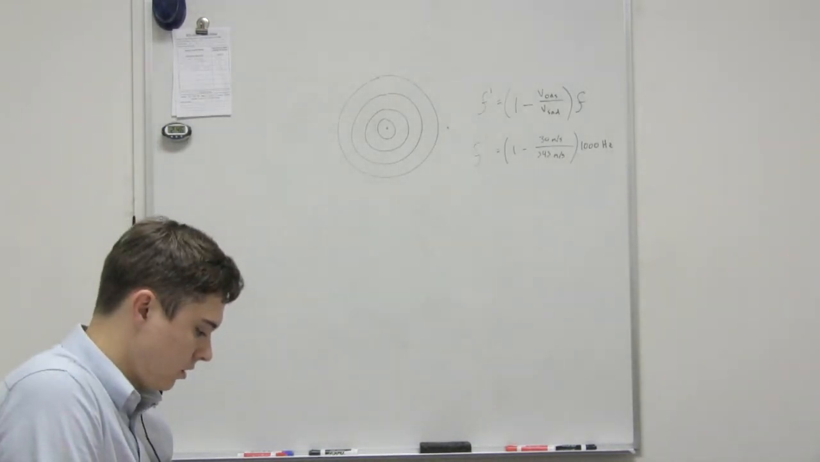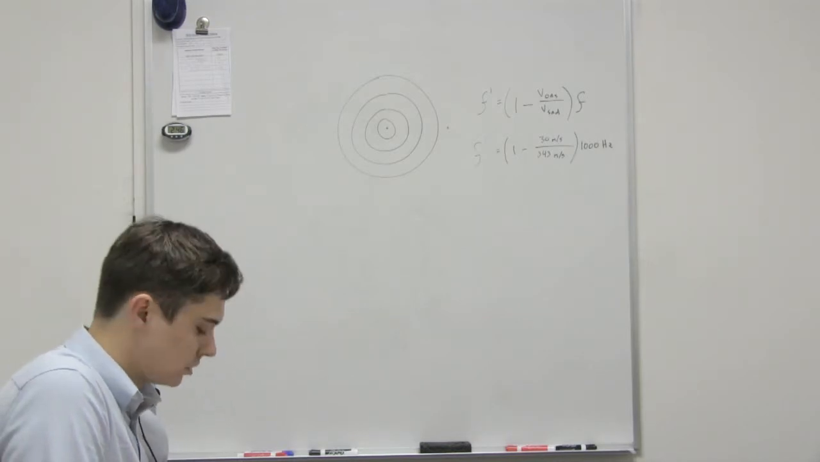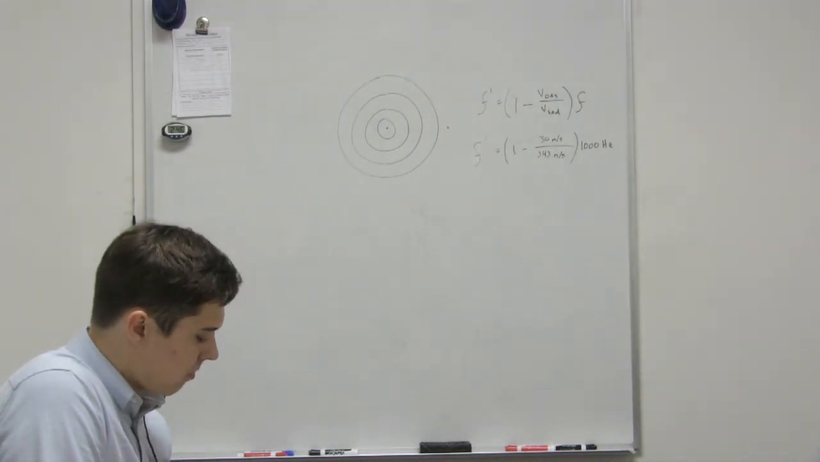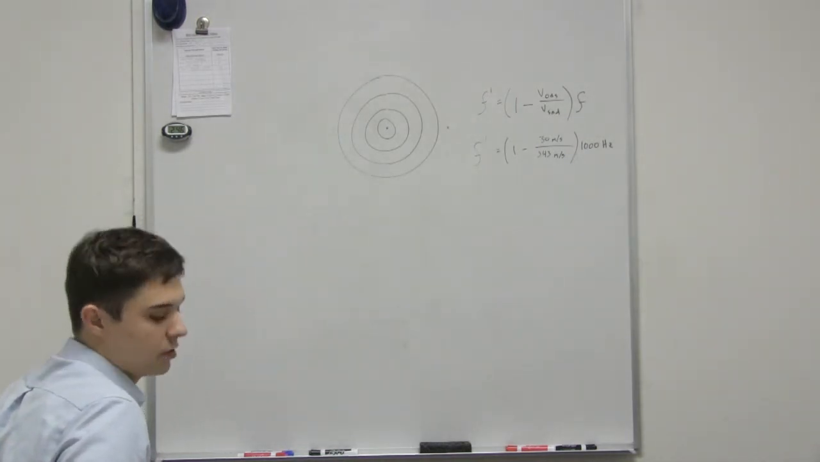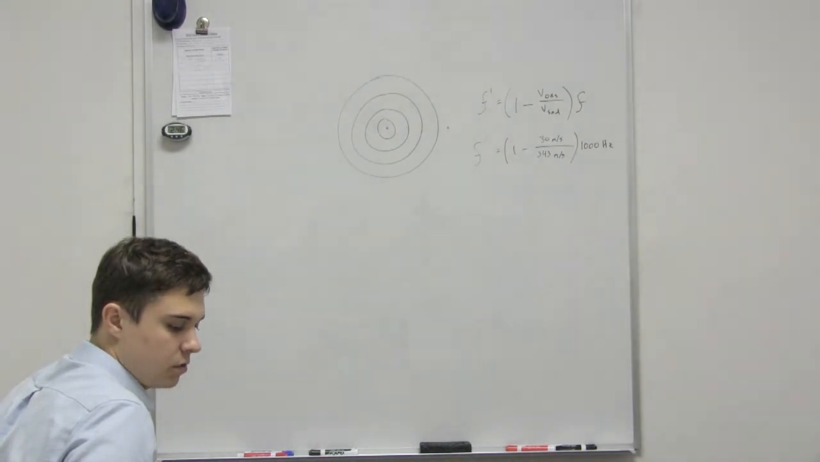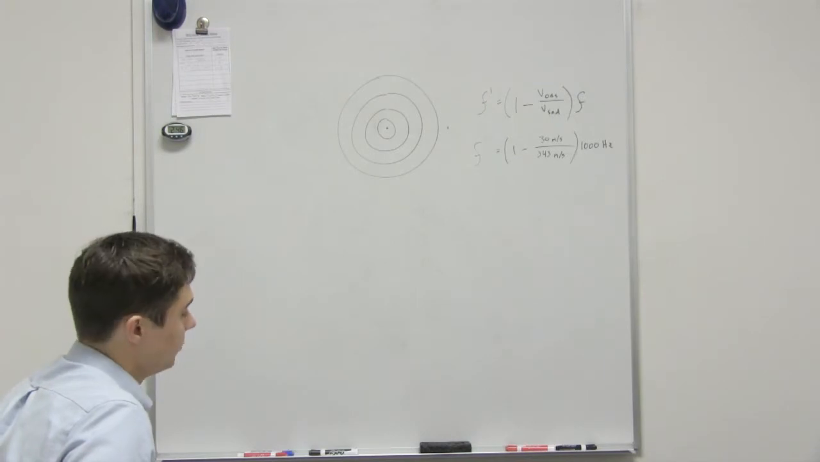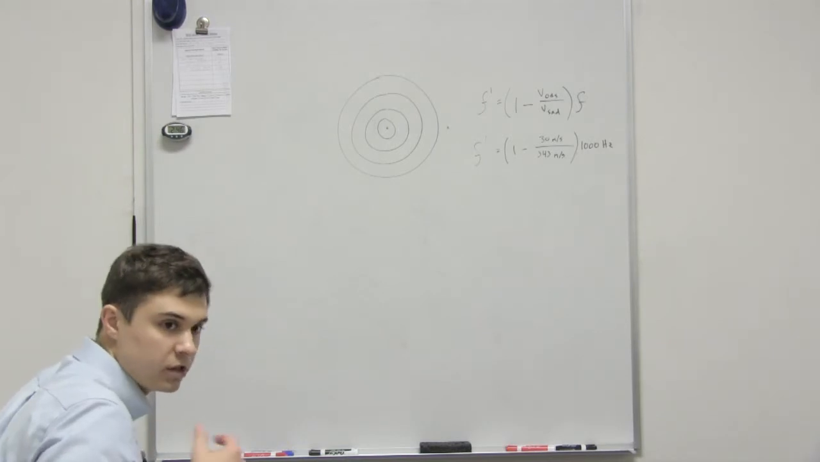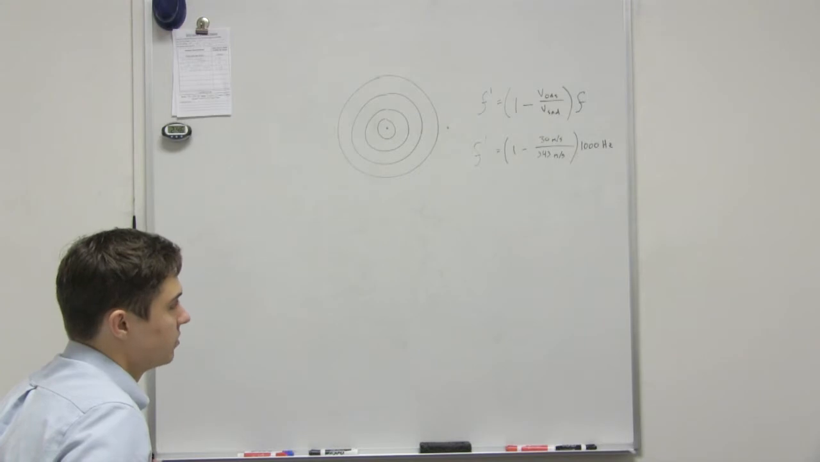So you take 30, divide by 343, which gives you 0.09-ish. Take 1 and subtract that. That gives you 0.9125, and so on. Multiply that by 1,000 hertz. So the experienced frequency is going to be 912.5 hertz, which fits our original hypothesis, because we said it's going to be something lower than 1,000.